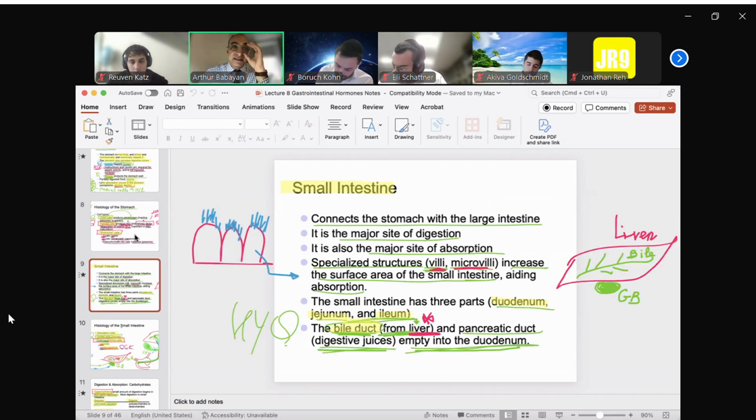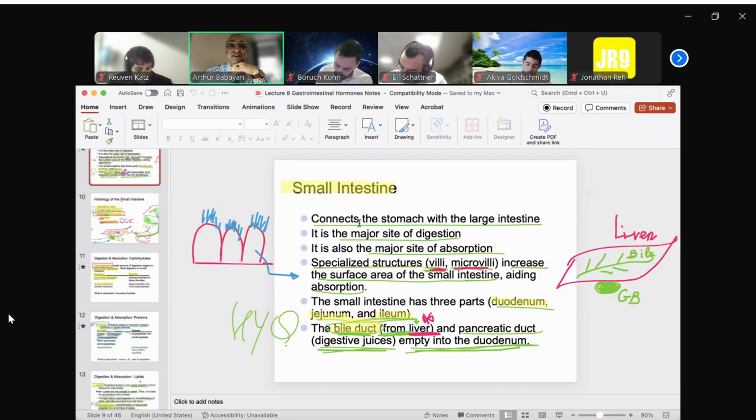Small intestine. The small intestine connects the stomach with the larger intestine. It is the major site of digestion and absorption, and has simple columnar epithelium with villi. Villi increase the surface area for better absorption in the small intestine. The small intestine consists of the duodenum, jejunum, and ileum.